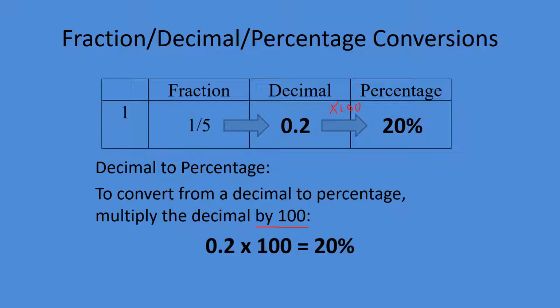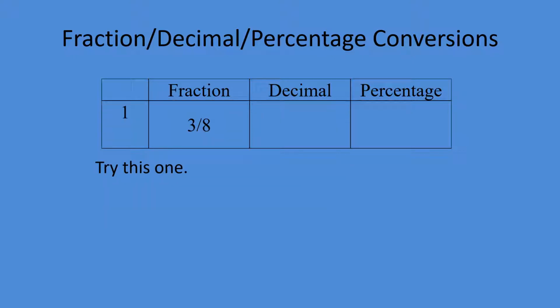When you enter your answers, you don't need the symbols, just the numerical value. So go back to your assignments, and if you put in the percent symbol, just leave it out. It's just for the answer key. All right, your turn. How do we go from fraction to decimal?